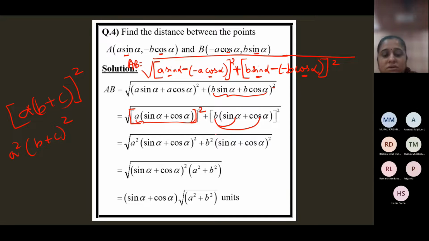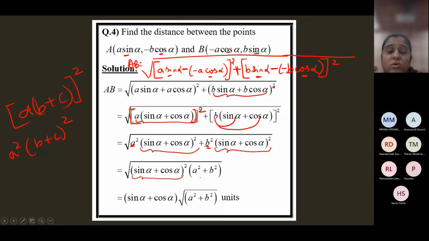Yeah, so here also b square into sine alpha plus cos alpha the whole square. Now you can see that this is common. Sine alpha plus cos alpha the whole square is common. So in the bracket you will get a square plus b square.